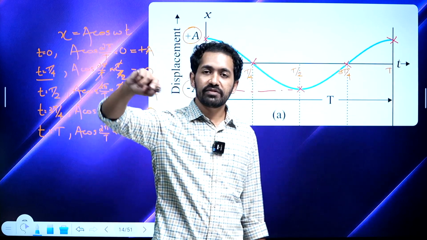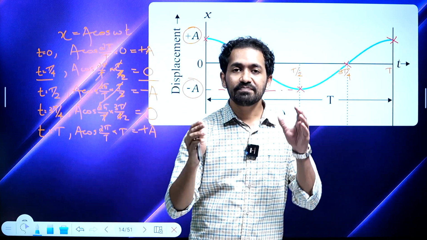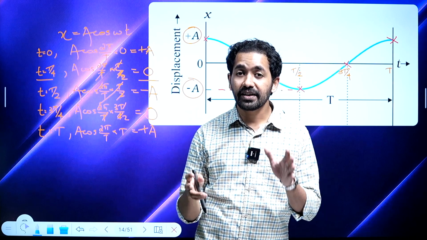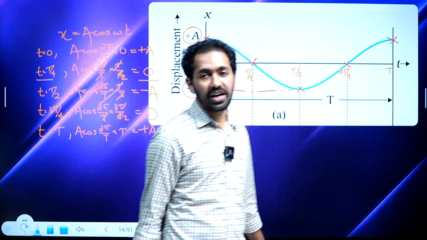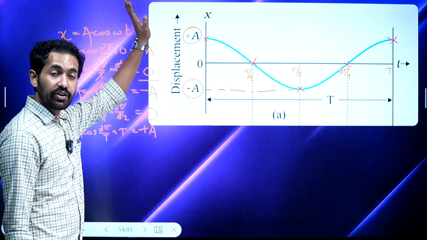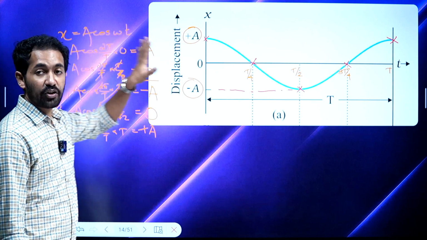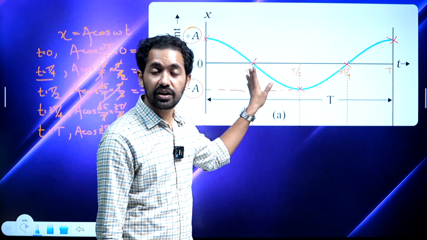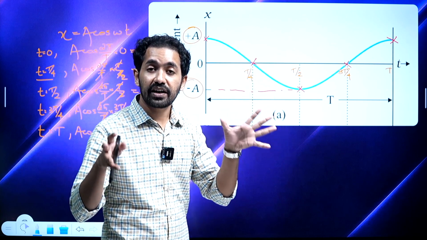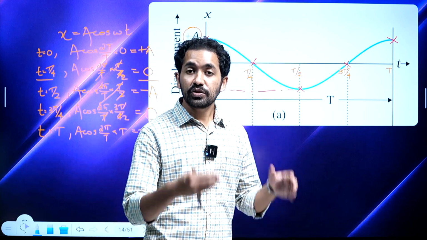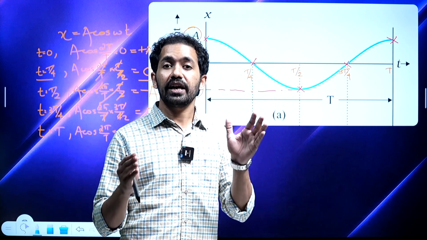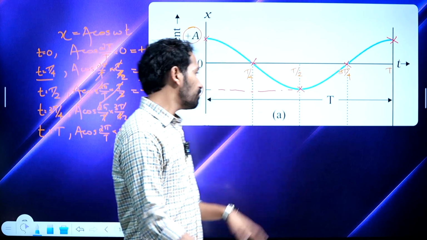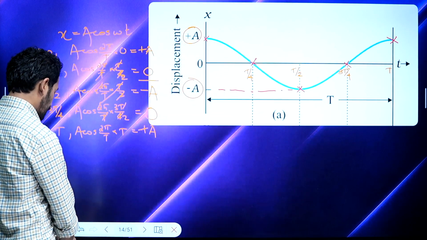Now you join all these points and you will get the displacement time graph for a particle starting from positive extreme. Understood? And that's why we have taken the equation x equal to plus a cos omega t here. So clear? This is how you will draw the graph for a particle which is starting from positive extreme. Okay?